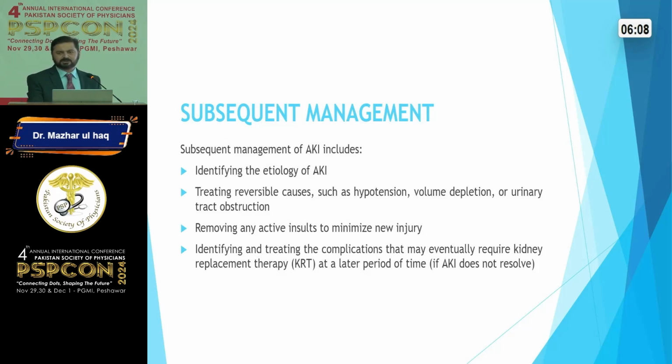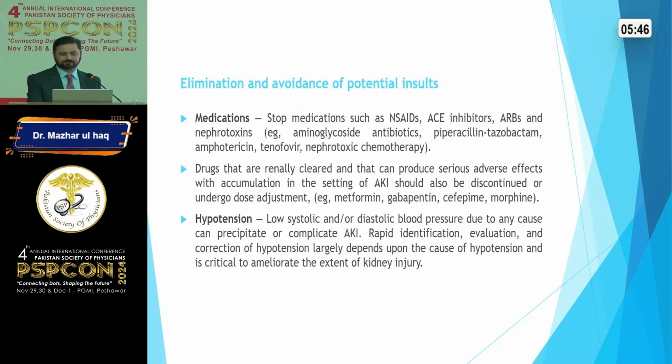Now you will have to identify the etiology and then treat it. Any reversible factor like hypotension, volume depletion, or obstruction, you will have to relieve. And remove any active insult to minimize new injury. Then you have to identify and treat complications that may eventually require renal replacement therapy at a later stage.